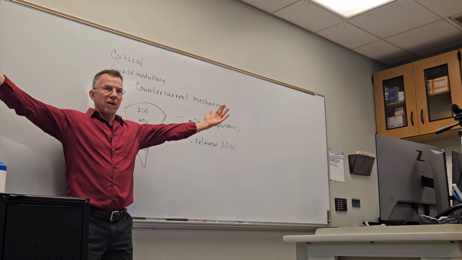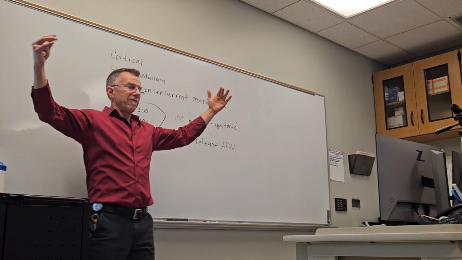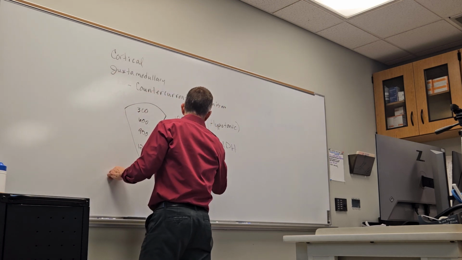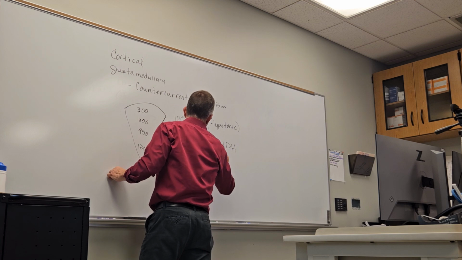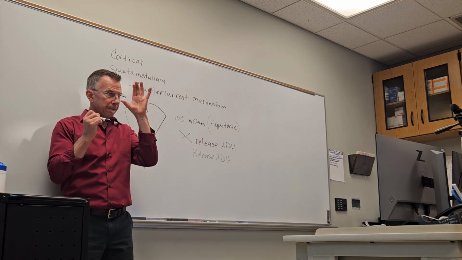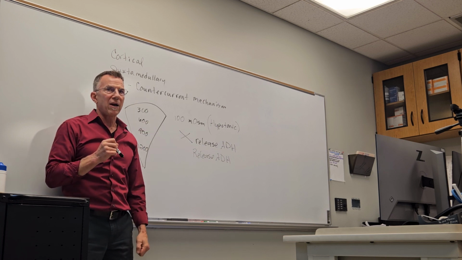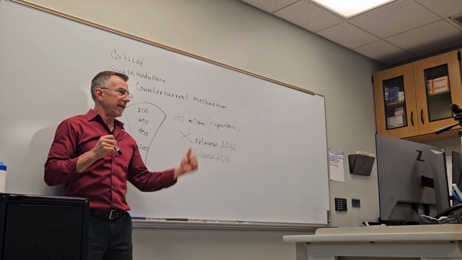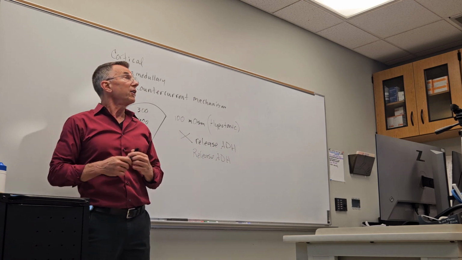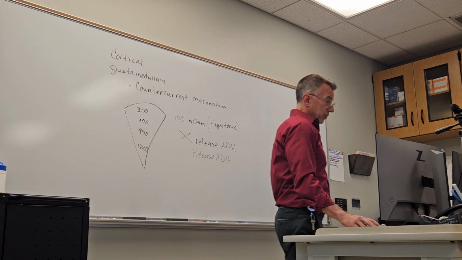Large volumes of dilute urine. If I am in a state of dehydration and I release ADH, then I am going to make small amounts of concentrated urine. And it's all because of that concentration gradient created by the juxtamedullary nephrons.